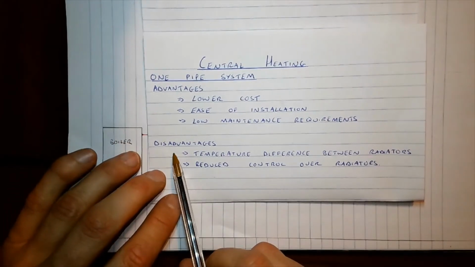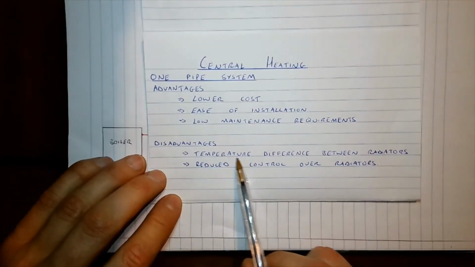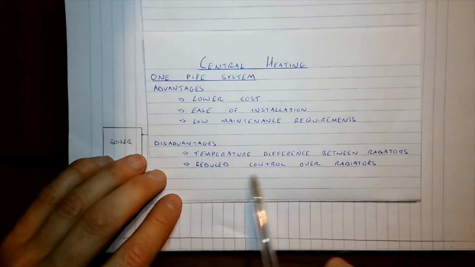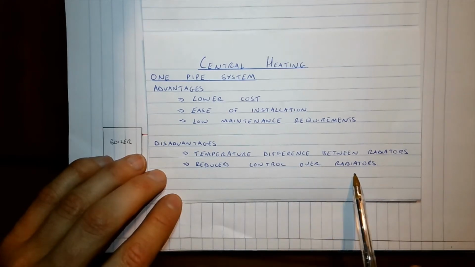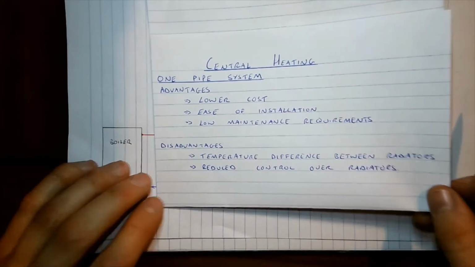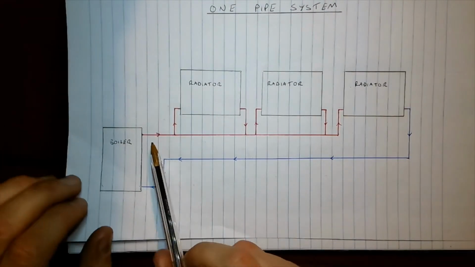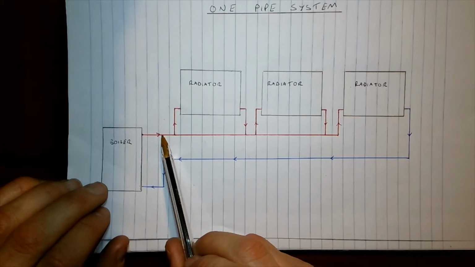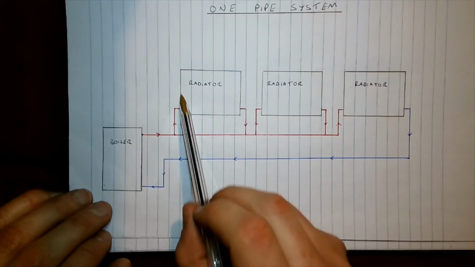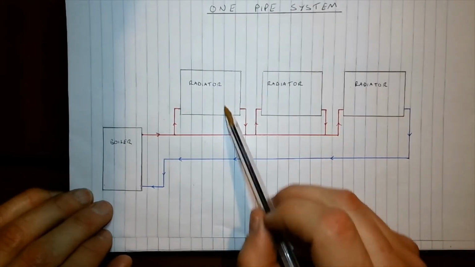Now, the disadvantages here: there's a temperature difference between the radiators, and there's reduced control over the radiators. This is a major problem with this system, and it's basically the main reason why this system is outdated and not used anymore. This hot water comes out here extremely hot. It comes into the first radiator and gets really good heat.